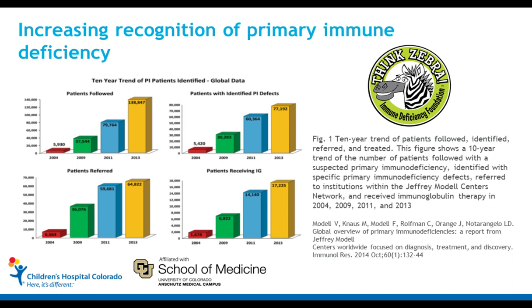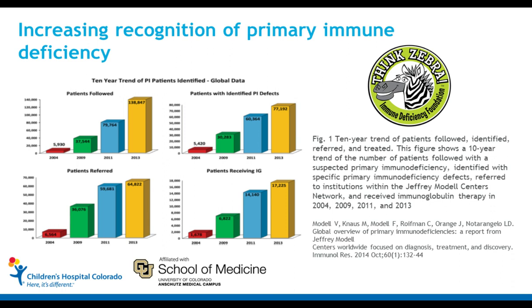And as you can see here in all of the graphs, in 2004, these numbers were fairly low in the 5,000s. And as you can see over the years, there are certainly larger numbers of patients who are being treated, identified, and followed. And it's not because the incidence of primary immunodeficiency is increasing, it's because we have better tools to recognize them both clinically and within the laboratory.